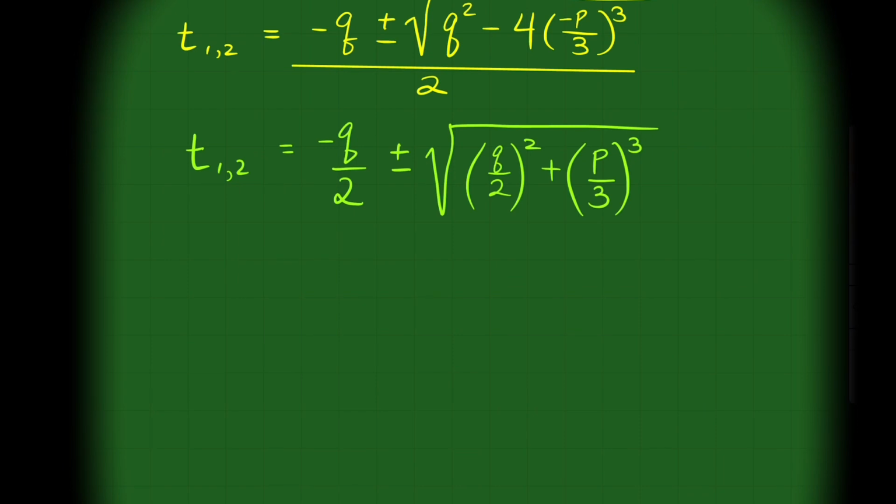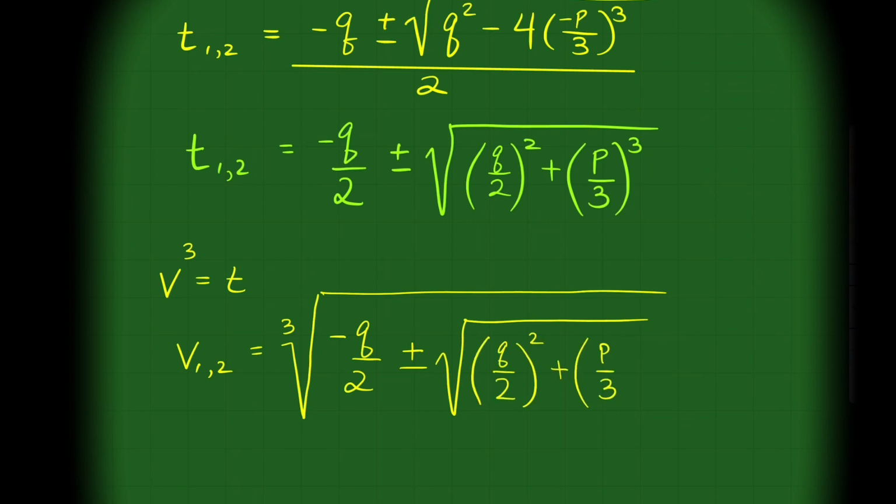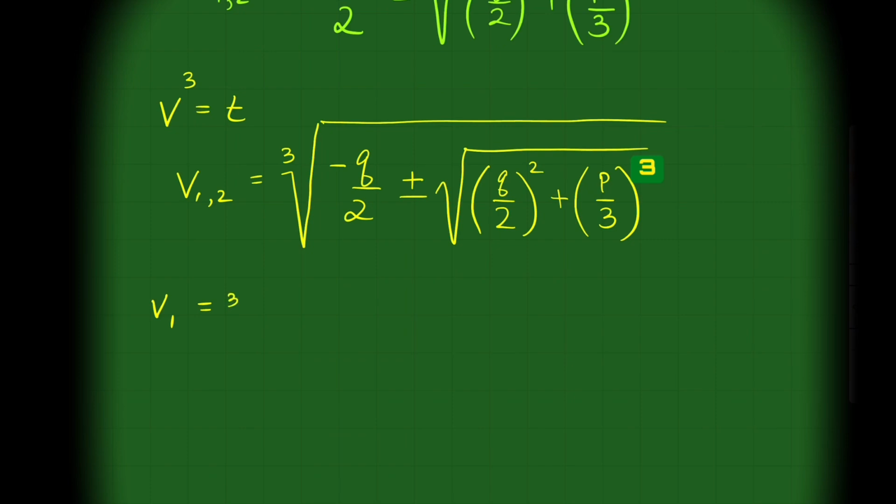Now, we recall the value of t was really v cubed. So by taking the cube root, we can find the values for v1 and v2, the two solutions that we're looking for. Negative q over 2 plus or minus the square root of q over 2 quantity squared plus p over 3 quantity cubed, all underneath the cube root value there. And we can separate those out into two separate values. v1 could be the positive of the values and the negative with the plus or minus inside the cube root.